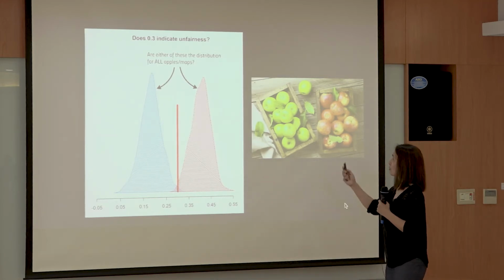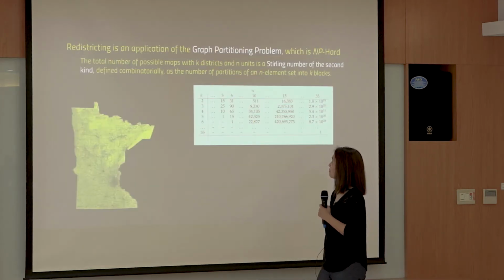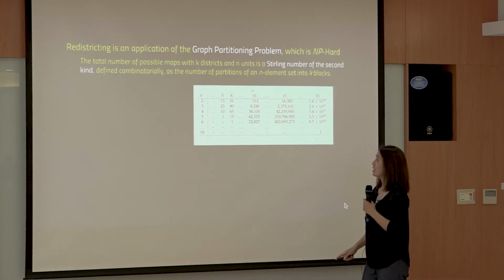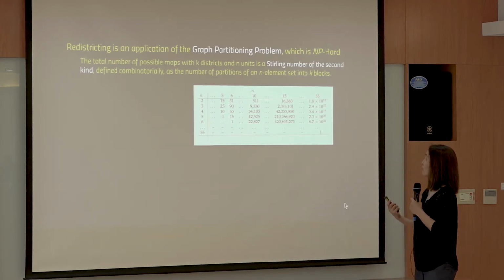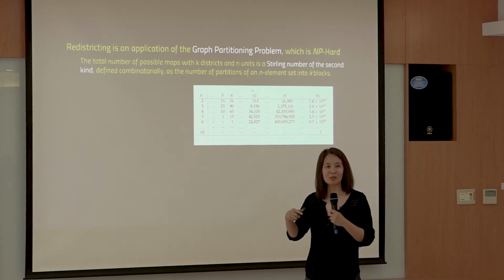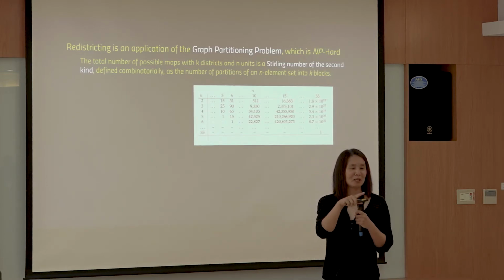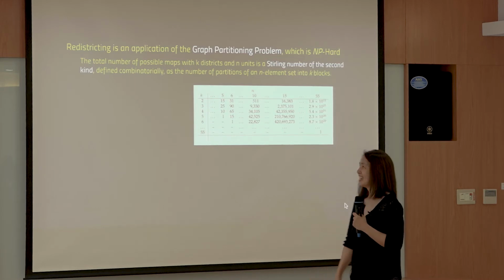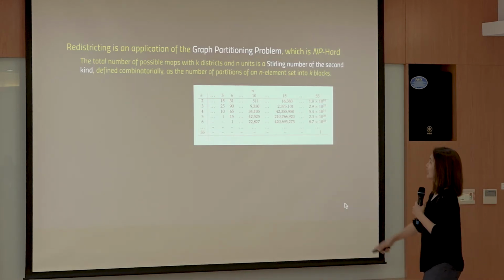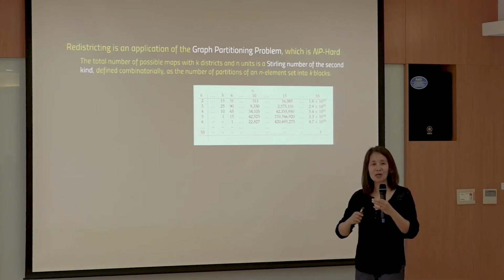And so this is a problem for the court, because if you look at this problem, sorry, this is how I formulated it. It's an application of what we call a graph partitioning problem, which is NP-hard. So if you're a computer scientist, you know what that means. And if you're not a computer scientist, you can just replace NP-hard with really, really hard. That's what NP means. It's a really hard problem. And the total number of possible maps that you can draw is very, very big.